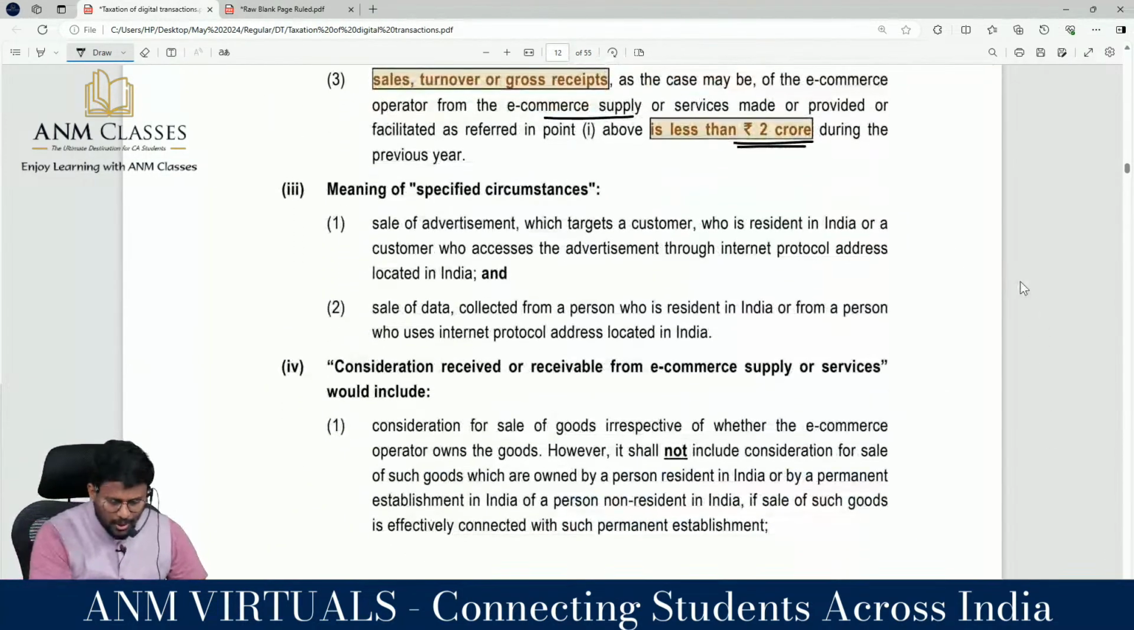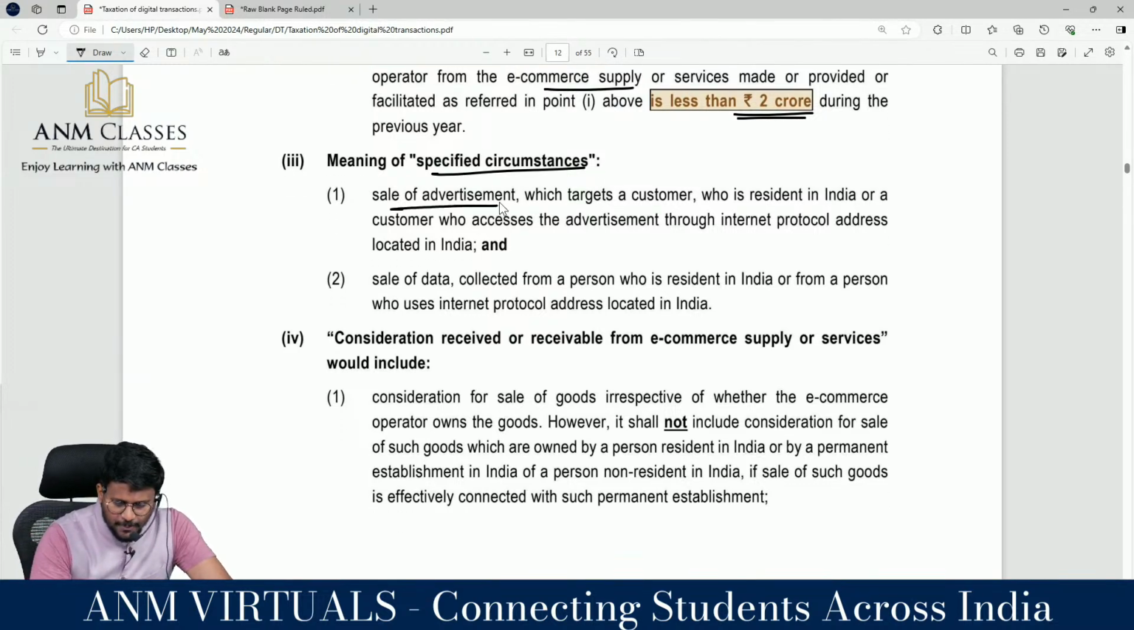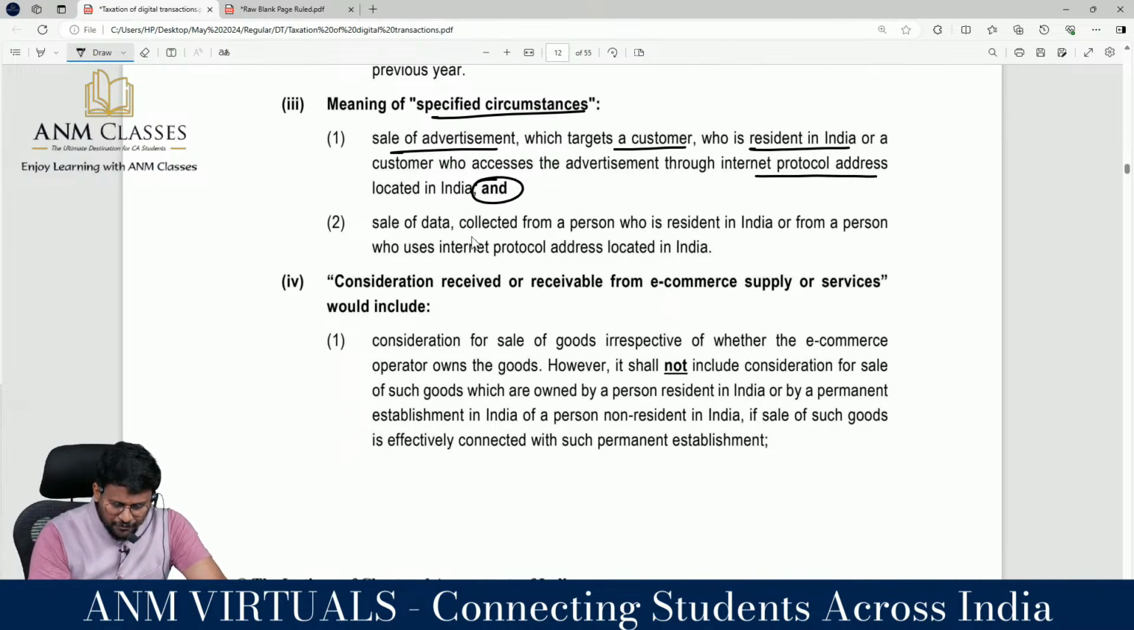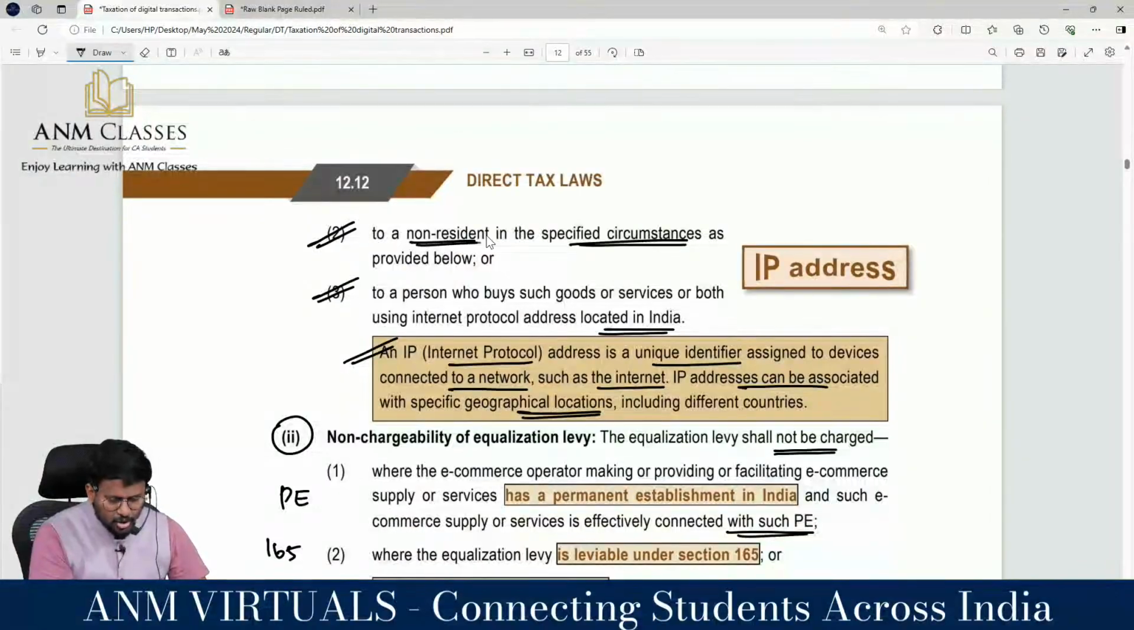What are the specified circumstances? They are mentioned under applicability. To a specified person: number 1, a resident in India. Number 2, a non-resident in the specified circumstances. Number 1, sale of advertisement which targets a customer who is resident in India, or a customer who accesses the advertisement through an IP address located in India, and sale of data collected from a person who is resident in India, or from a person who uses an IP address located in India. That means here, to a resident, non-resident.